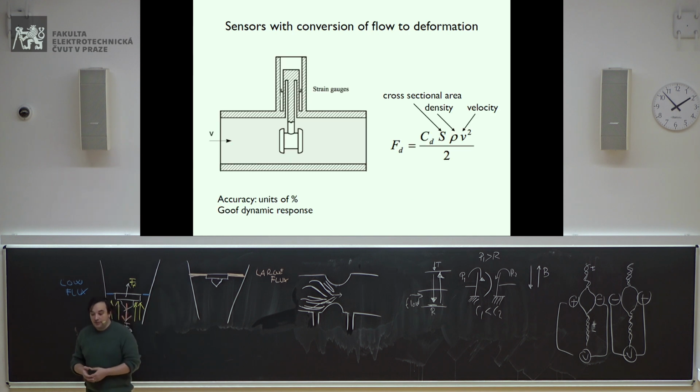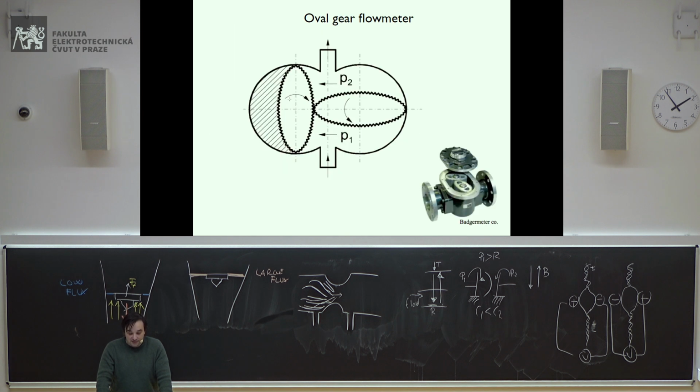Another way to measure flow is to use some device inside here, which moves if there is some flow. So just imagine that you have this device here in the middle. As you have a flow in this direction, it will deflect. Of course, there are mechanical systems here to resist this deflection. And again, how to measure the deflection? You can use strain gauges.